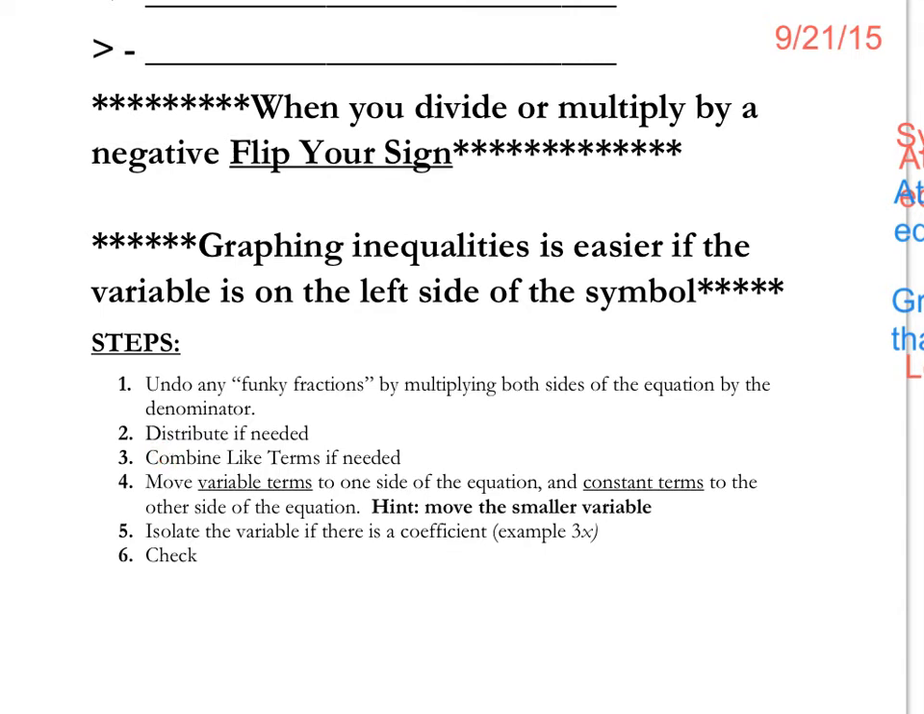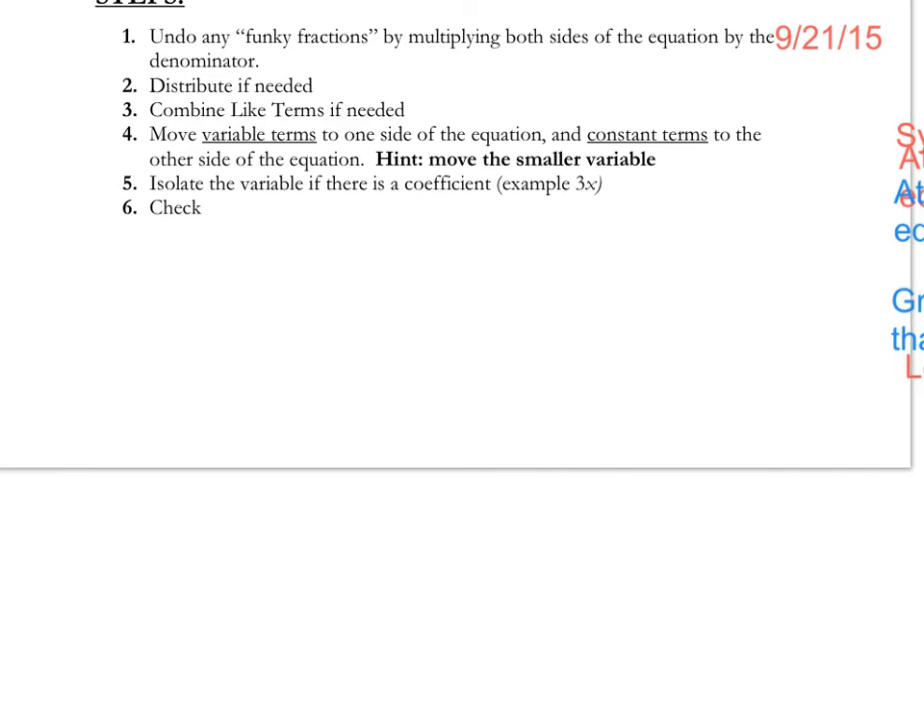Step 4, move variable terms to one side of the equation and constant terms to the other side of the equation. Hint, you need to move the smaller variable, and we've talked about that in class. And then step 5, isolate the variable if there is a coefficient. So for example, if you had 3x equals 12, you want to isolate that x by dividing by 3. And then do whatever you do to one side, you do to the other. And then step 6, you want to check. All right? So now we're going to move into some examples.